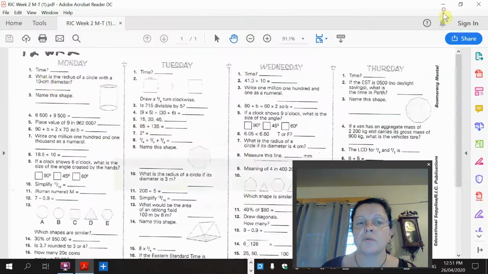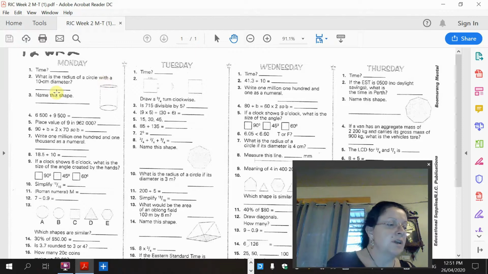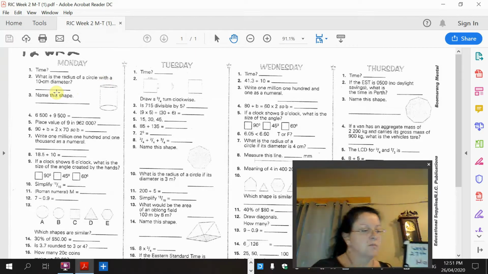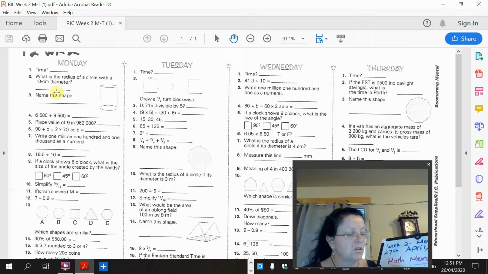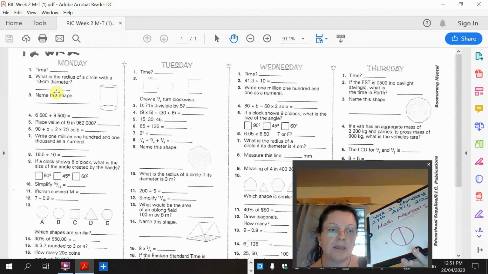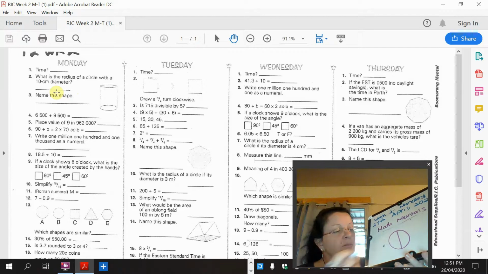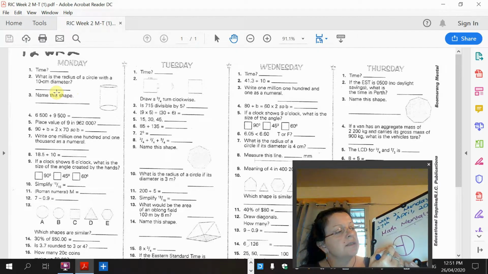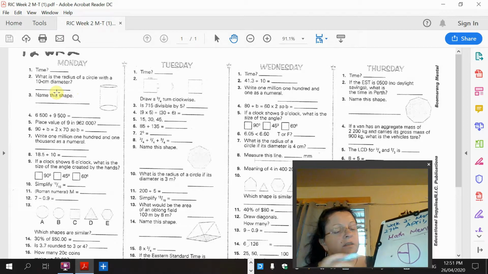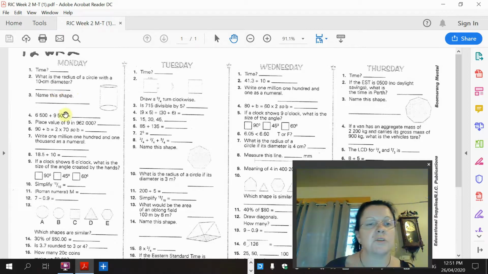And then back to here. What's the radius of a circle with a 10 centimeter diameter? So the diameter of a circle means from one side to another, and we know that that diameter is 10 centimeters, so the radius is half of that. So half of 10 centimeters, that's a wiggly line, isn't it? So if you can write that for number 2.